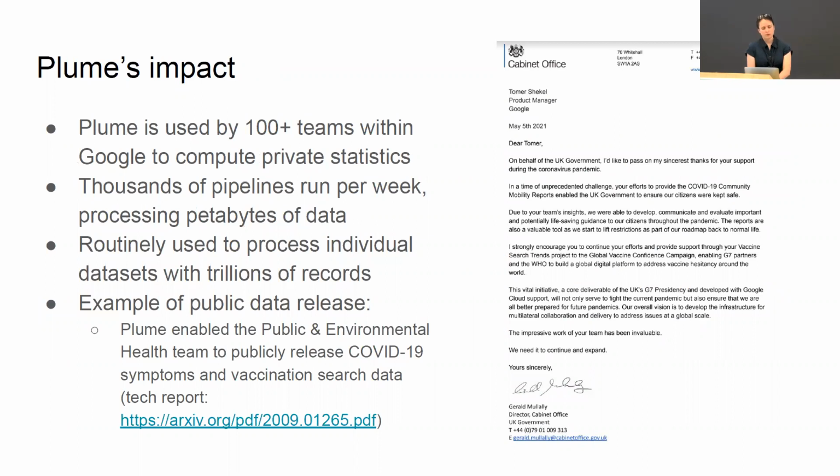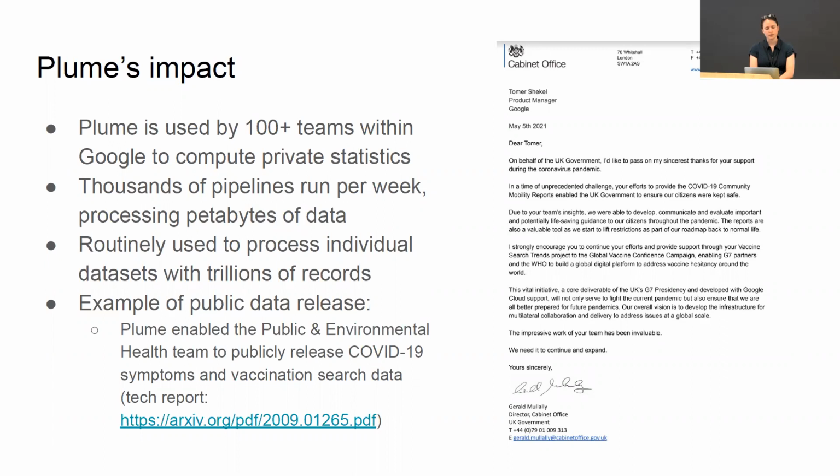So currently Plume has over 100 client teams within Google, and they're currently using the system to compute private statistics, so counts and sums and means and quantiles of user data. And just to be clear, it's not a machine learning system, it's just a system for computing these types of basic statistics. And then individual client teams are often in charge of a number of data sets for which they run pipelines to produce private statistics, and that adds up to thousands of pipeline runs a week and petabytes of data processed. And the individual data sets themselves routinely consist of trillions of records. So Plume enables the teams that manage those data sets to share statistics about them more widely.